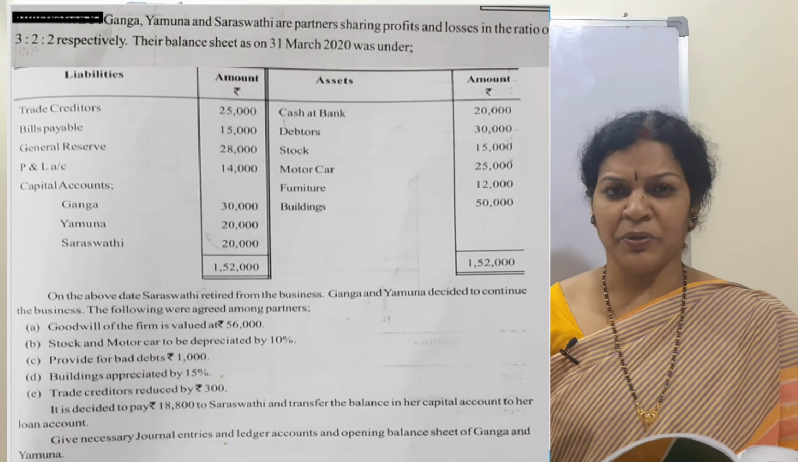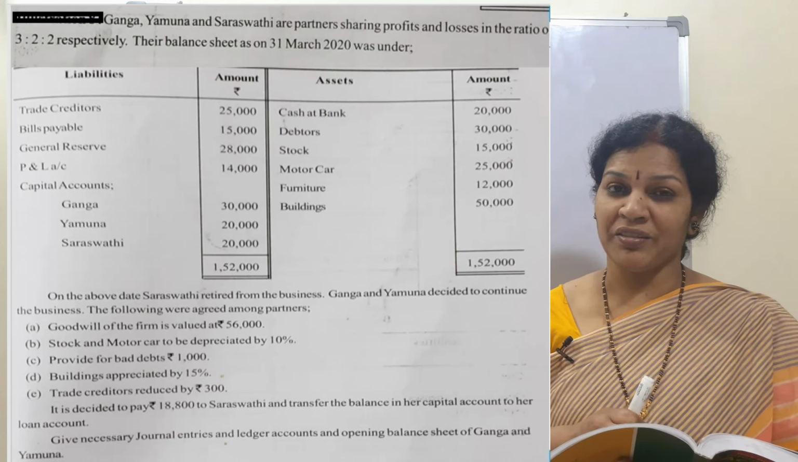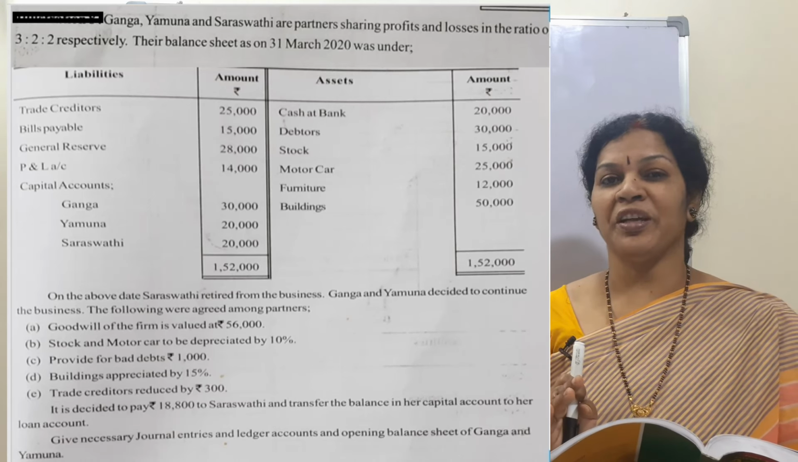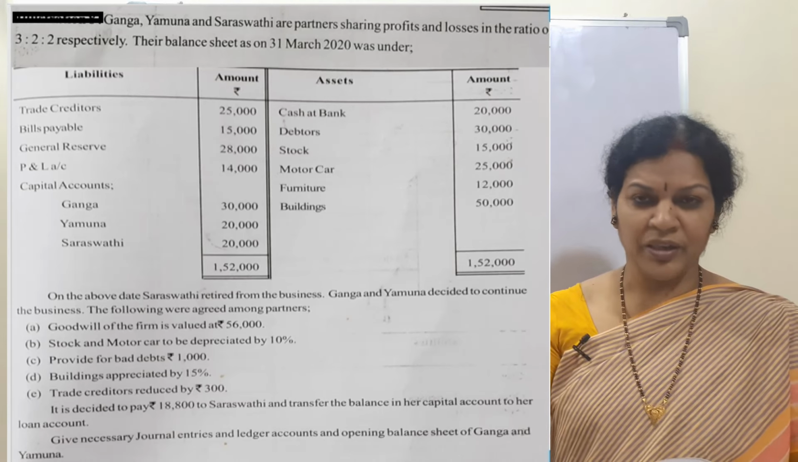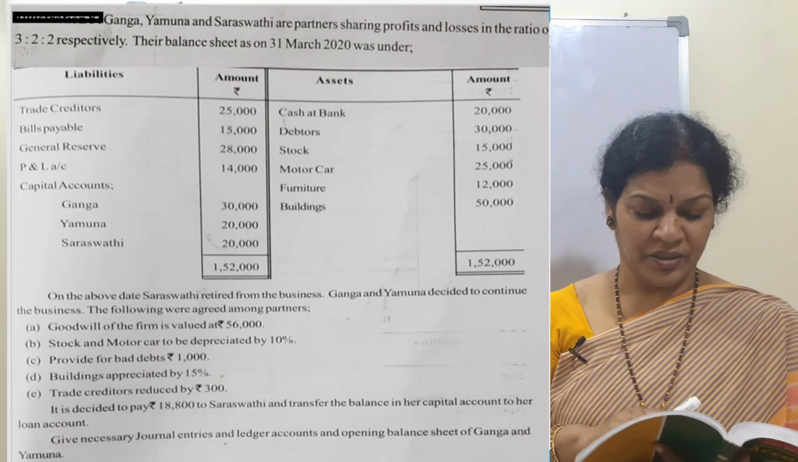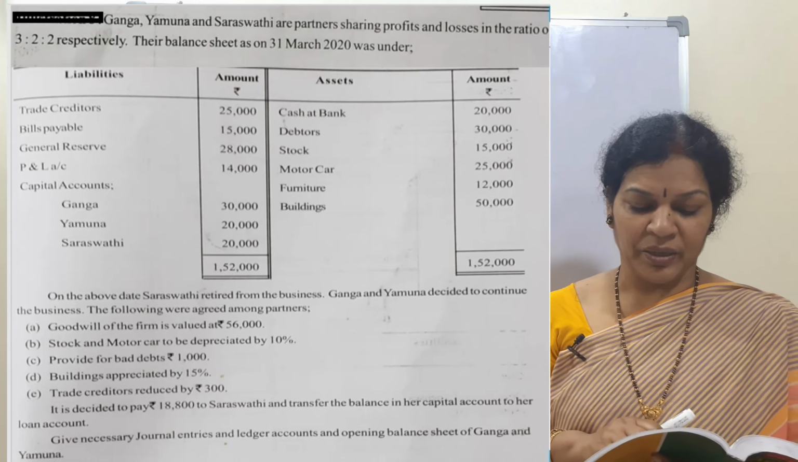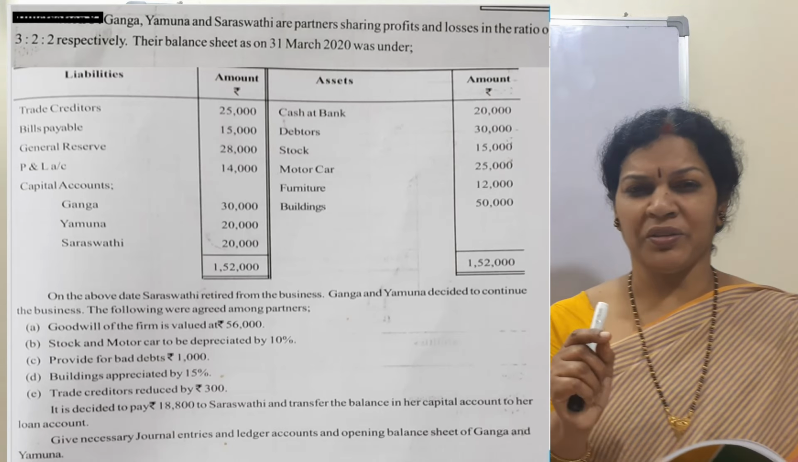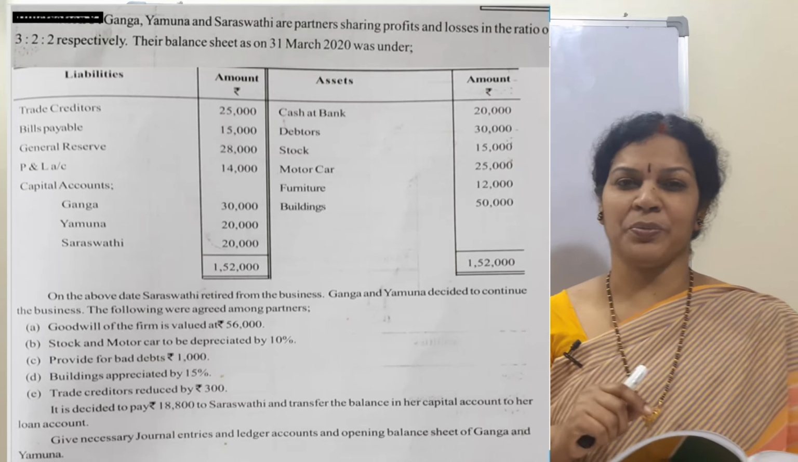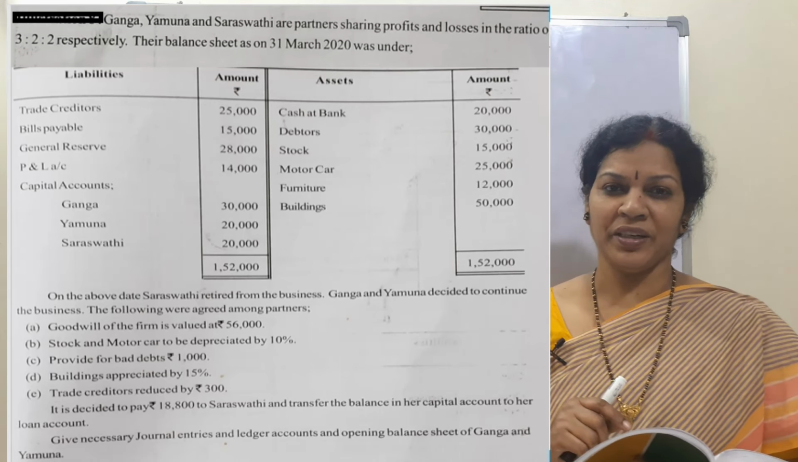General reserve will be transferred to all the partners. Profit and loss account is also to be transferred to all the partners, just like general reserve. Profit and loss account is attached to the capital accounts of Ganga, Jamuna, Saraswati. Simple. Okay. So here you are finding only the profit and loss account. This we also had in the previous problems in the admission of a partner, right?